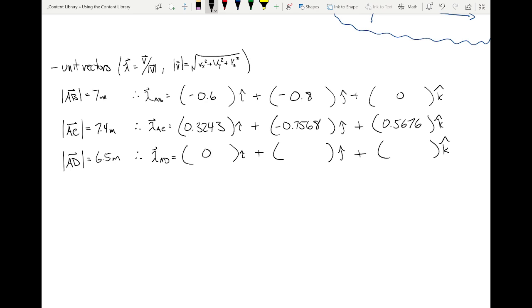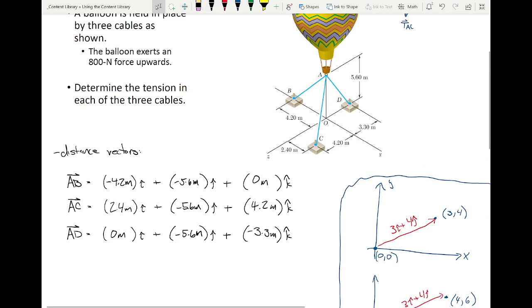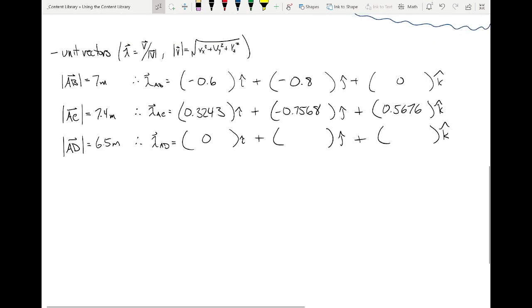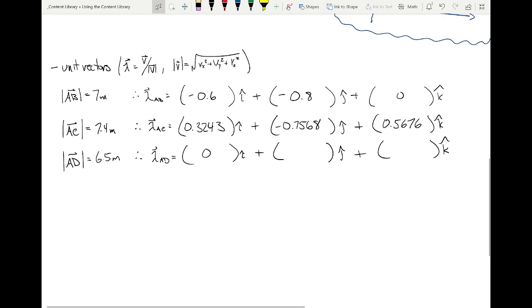Right, because all I'm doing, let me just make sure everybody's clear on what I'm doing here. All I'm doing is taking these vectors and dividing them by their own magnitude. So 0 meters divided by 6.5 is 0. So I'm going to divide that by 6.5, divide that by 6.5. I'm getting this. And then how about this J one?